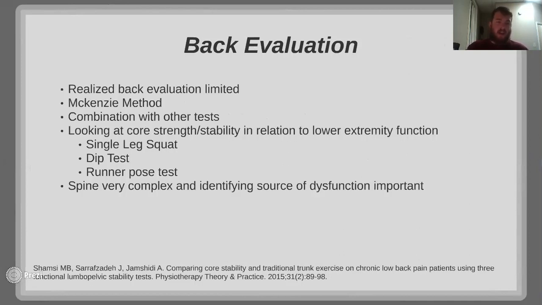But I think by incorporating tests like the single leg test, dip test, rounded post test, that'll help identify problems and track changes throughout their evaluation to see that things have actually improved. The spine is really complex, and identifying the source of the dysfunction will be really important.